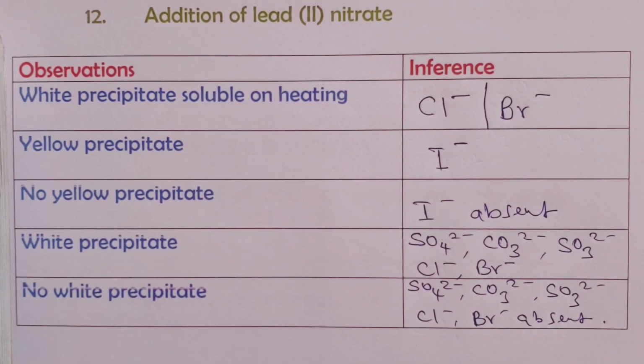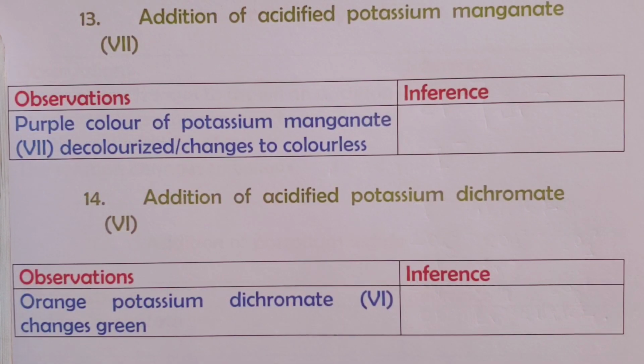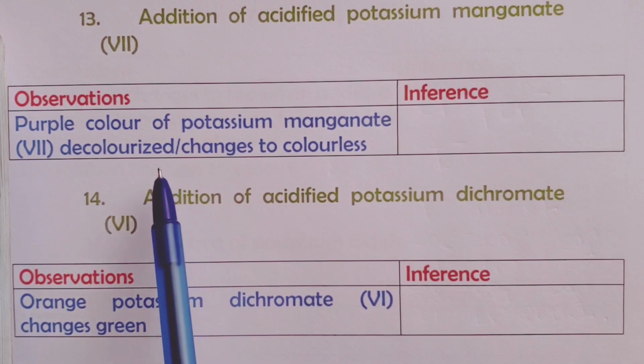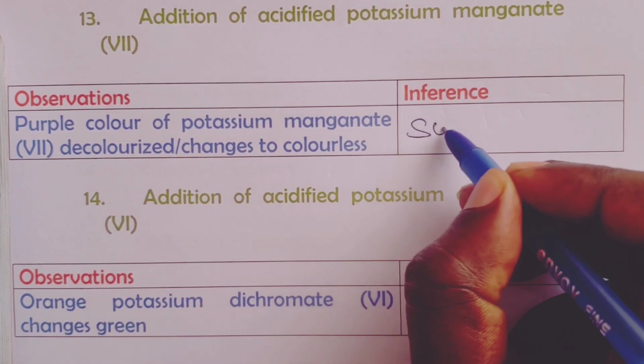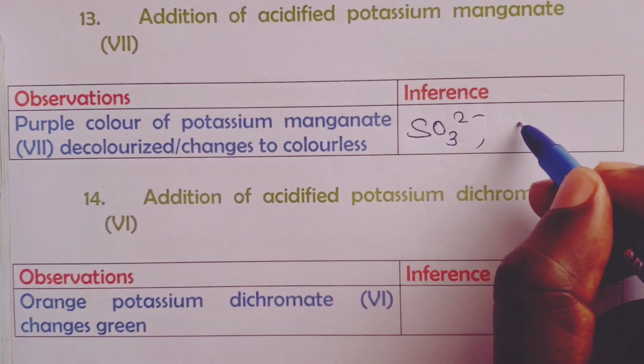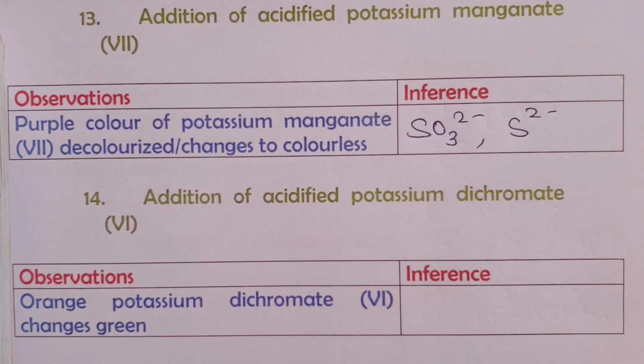To our oxidizing agents now, acidified potassium manganate 7 and acidified potassium dichromate 6. So for acidified potassium manganate 7, if the purple color changes to colorless, the inference would be sulfite ions or sulfide ions being present. For the potassium dichromate 6, orange changing to green, the same: sulfite present or sulfide present.